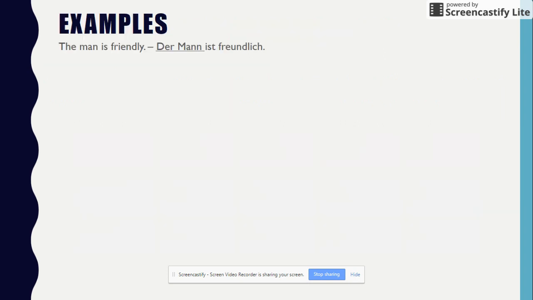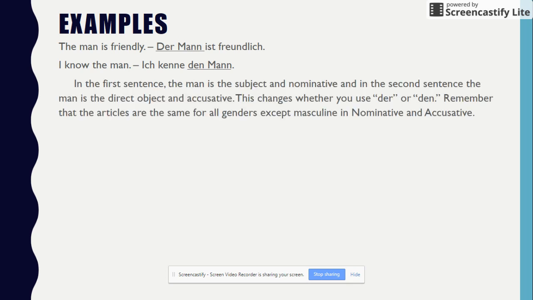Let's look at some examples. "The man is friendly." We say, der Mann ist freundlich. We've been doing examples like that for quite some time. "I know the man." This time, the man is being known, so the man is the direct object. Direct objects are accusative, so we have to say, ich kenne den Mann. In the first sentence, Mann is the subject and nominative. This changes whether you use der or den. Remember that the articles are the same for all genders except masculine in the nominative and accusative.